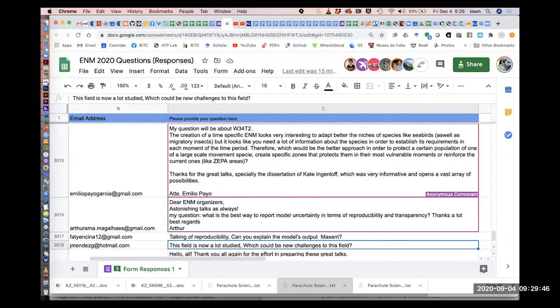Okay, this field is now a lot studied, which could bring new challenges to this field. So I would separate my answer in two things. One is all the theoretical, technical, methodological issues, which are being advanced all the time. Every week we see new papers making it better in terms of including uncertainty or selecting better the parameters of algorithms and stuff. So those are mostly technical, methodological, statistical issues, and there is a lot of advance on that. The field is growing, and growing is not static.